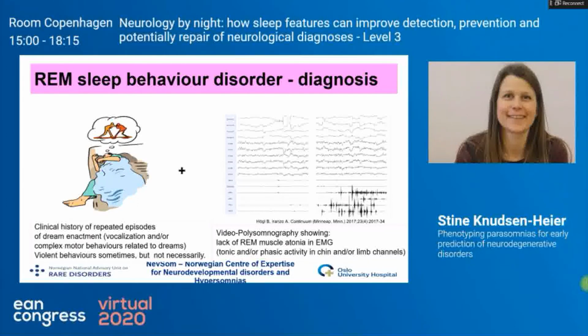When you then do a video polysomnography, which you should do to diagnose this disease, on the left side you can see how REM sleep should look. But on the right side, you can see that it is REM sleep with eye movements, and also the EEG looks like REM sleep. But the EMG on the bottom is not flat as it should be, because we should be atonic, but it's full of phasic activity, and sometimes tonic activity on the chin and the limb channels, and it corresponds on the video to the patient moving or acting out his or her dream. So this is how you diagnose the disorder.